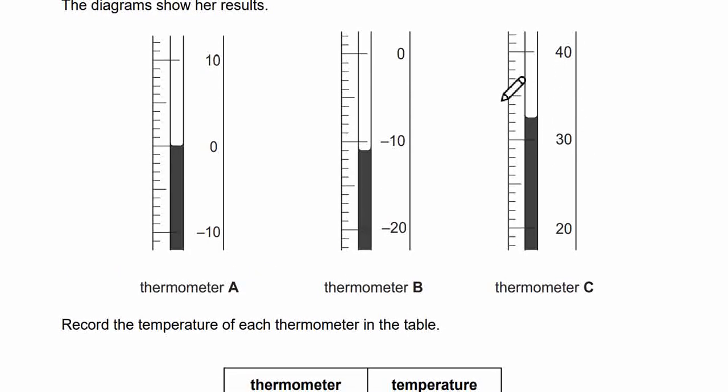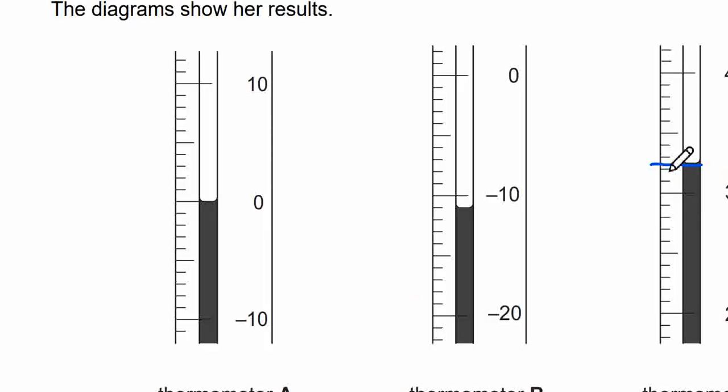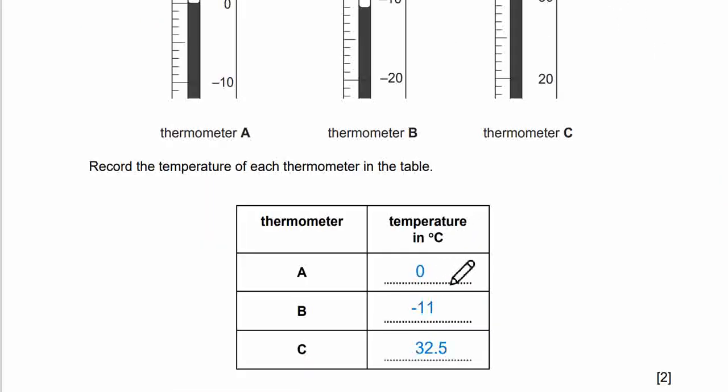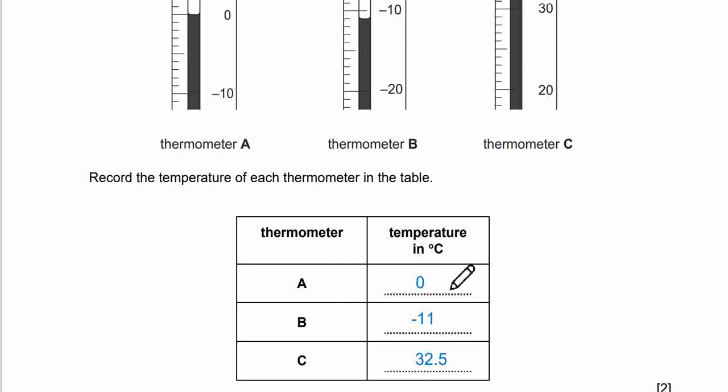So we take the meniscus. The part that we use is the meniscus. So it's in the middle between 30, 31, 32, 33. So it's 32.5. So let's type down our answer. So we are using the meniscus, the most bottom part of the liquid surface. So we type down our answer. A is 0, B is negative 11, C is 32.5.